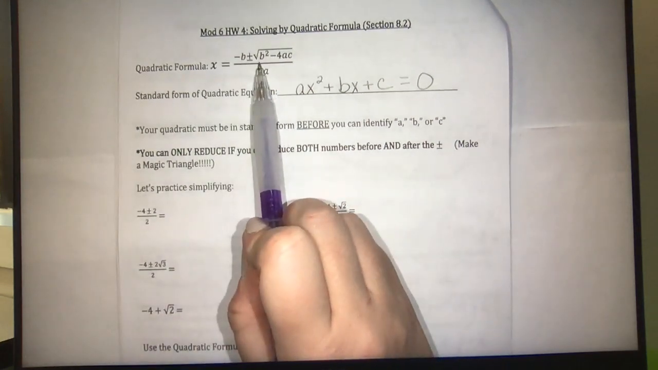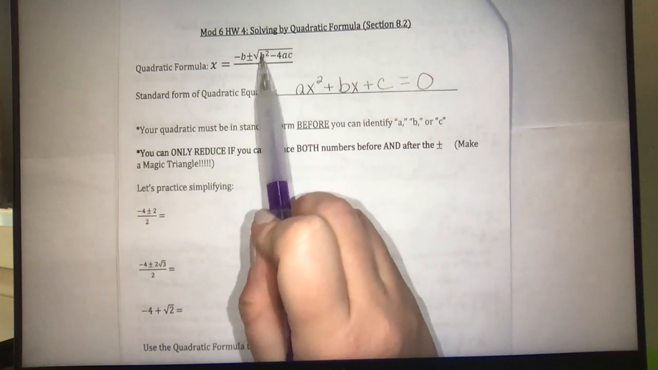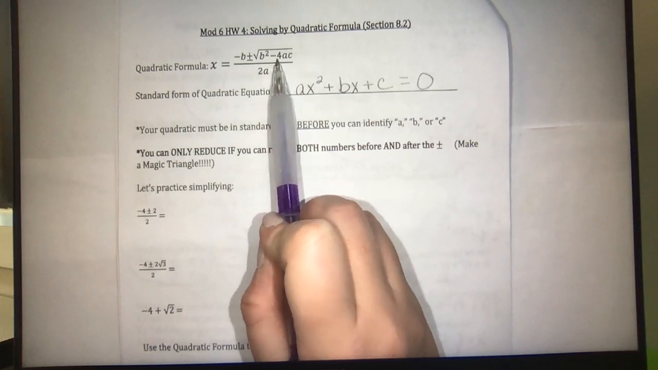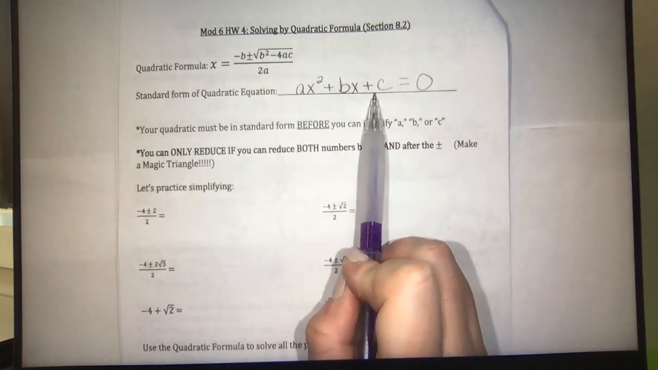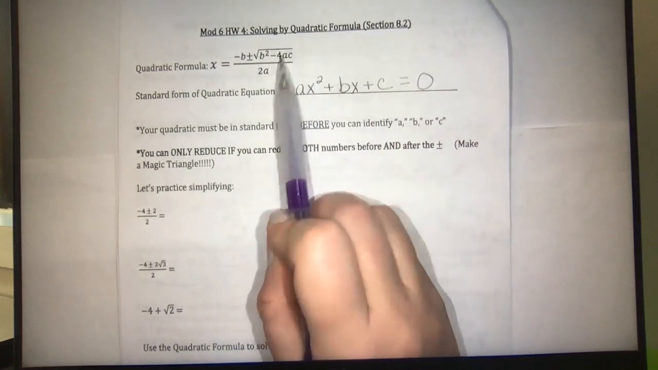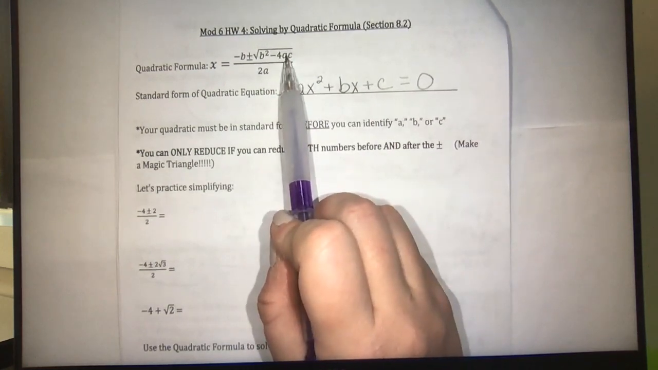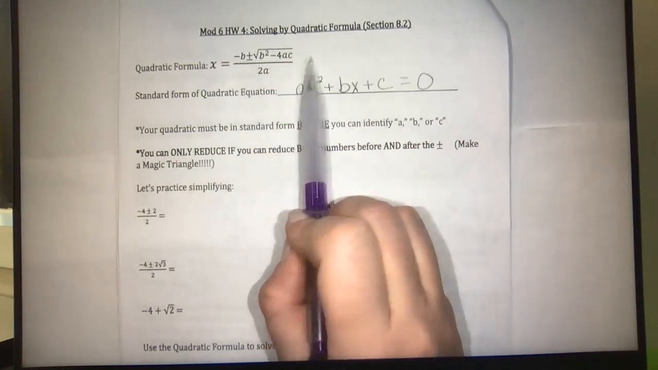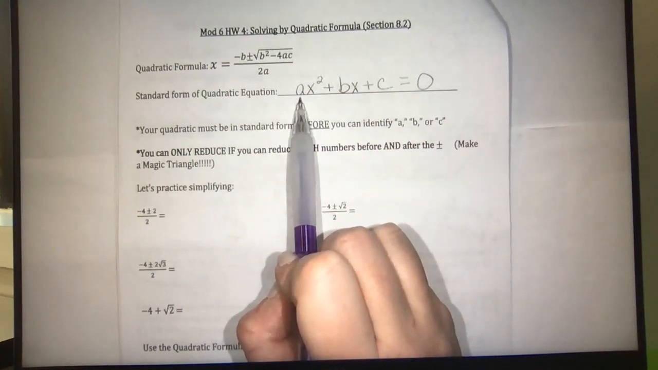So you're going to square B. This is always going to be a positive number in the front. Minus 4 times A times C. Now, if A or C are negative, minus a negative, you're going to be adding stuff together. So keep that in mind. That happens. Divided by 2 times A.